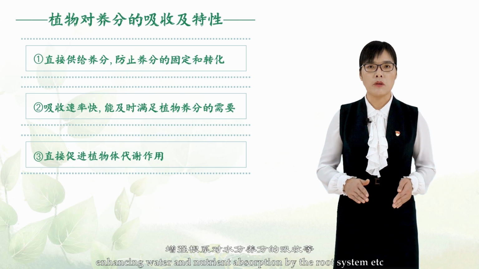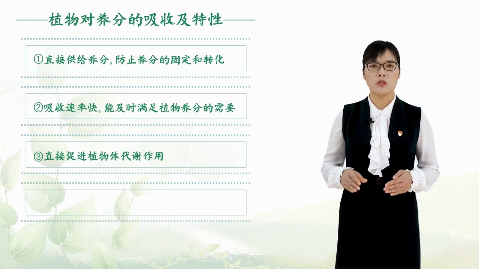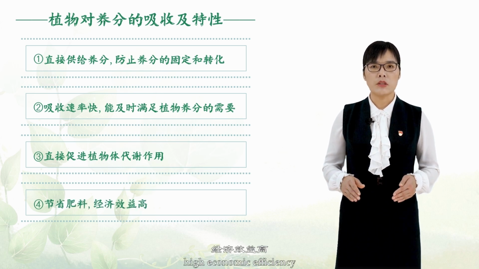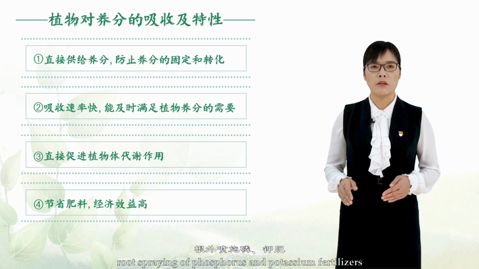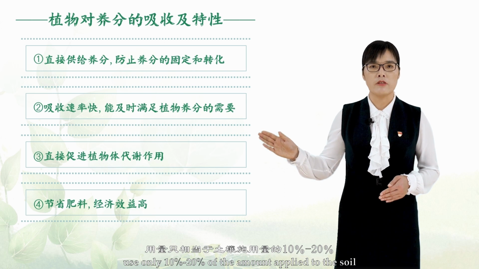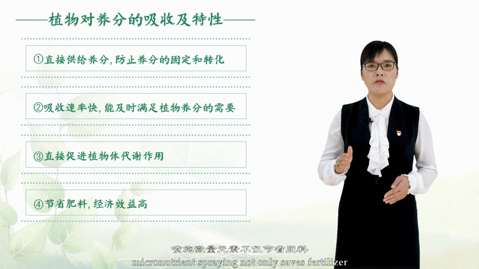3. Directly promote plant metabolism, such as increasing the intensity of photosynthesis and respiration, increasing the activity of enzymes, enhancing water and nutrient absorption by the root system, etc. 4. It saves fertilizer. High economic efficiency: foliar spraying of phosphorus and potassium fertilizers uses only 10% to 20% of the amount applied to the soil.